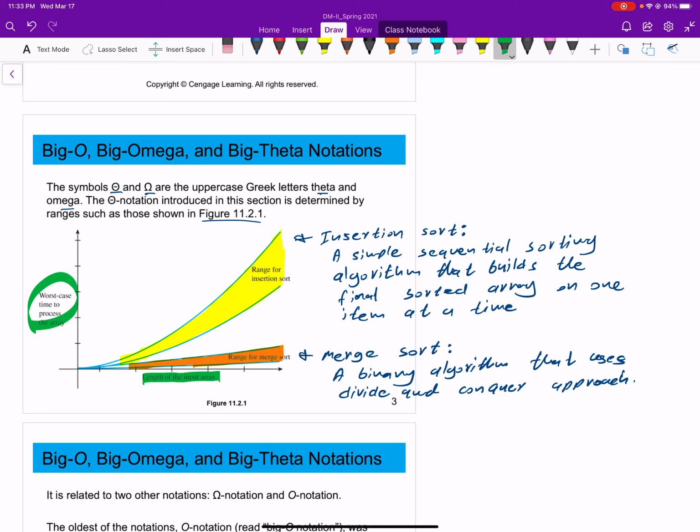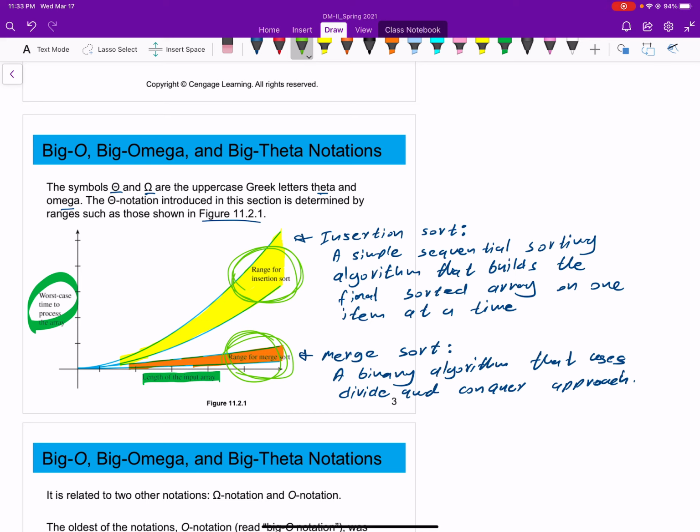Okay, you see that the insertion sort has highest worst case time of processing the array. Okay, highest time means least performance. Okay, it is computationally expensive. This method is computationally expensive than that method. That's why this range is above that range. All right, so this is the basic concept of computational complexity.